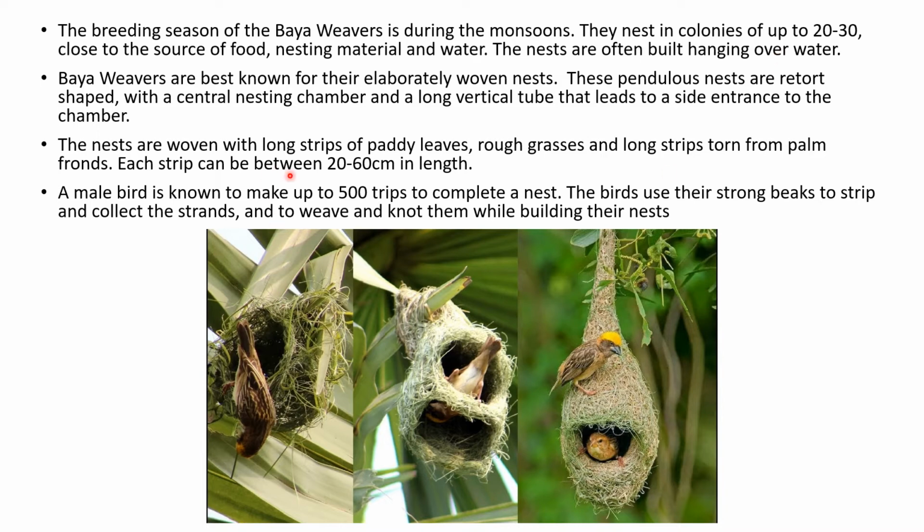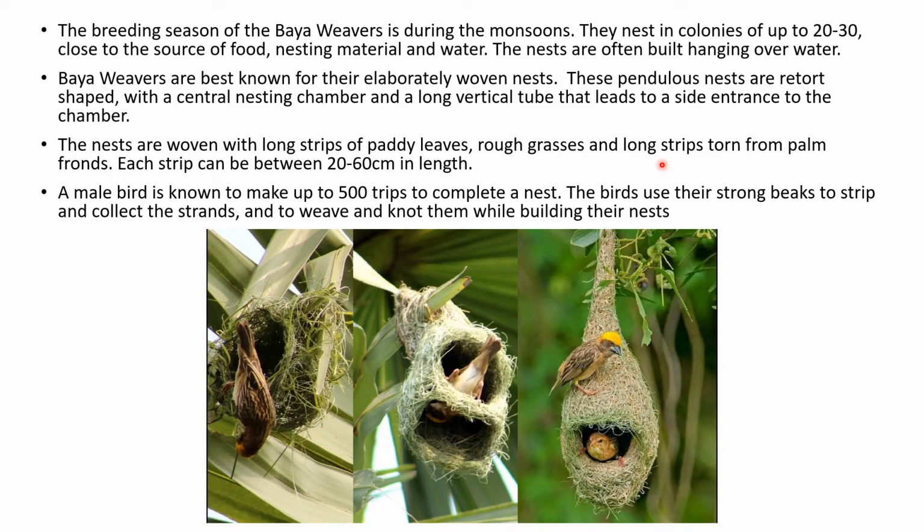The breeding season of baya weavers is during the monsoons. They nest in colonies of up to 20 to 30 close to the source of food, nesting material, and water. The nests are often built hanging over the water. Baya weavers are best known for their elaborately woven nests. These pendulous nests are retort shaped with a central nesting chamber and a long vertical tube that leads to a side entrance to the chamber.